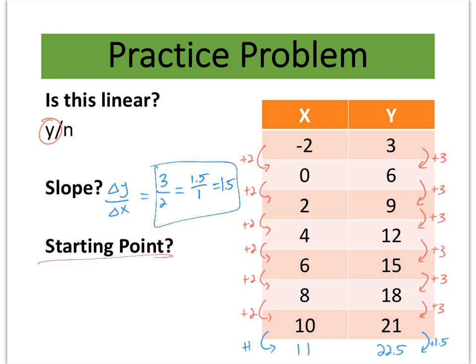If I'm thinking about my starting point, I'm looking for the y value when the x value is 0. And that here in this problem is 6. So my starting point, we're going to call that b. My starting point is 6 because it's the y value when my x value is 0.